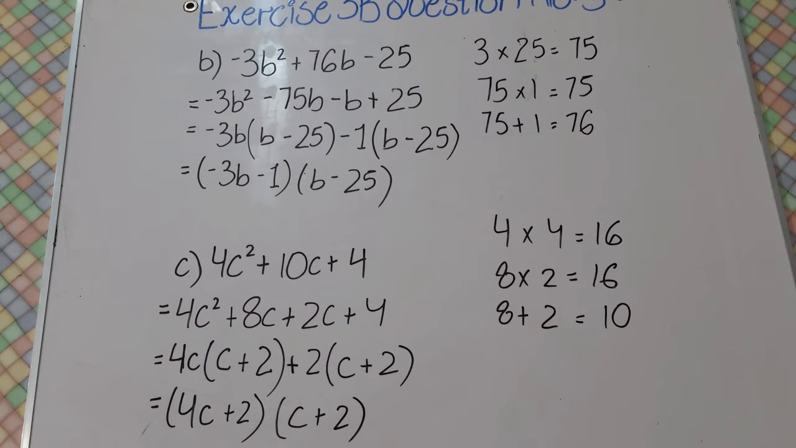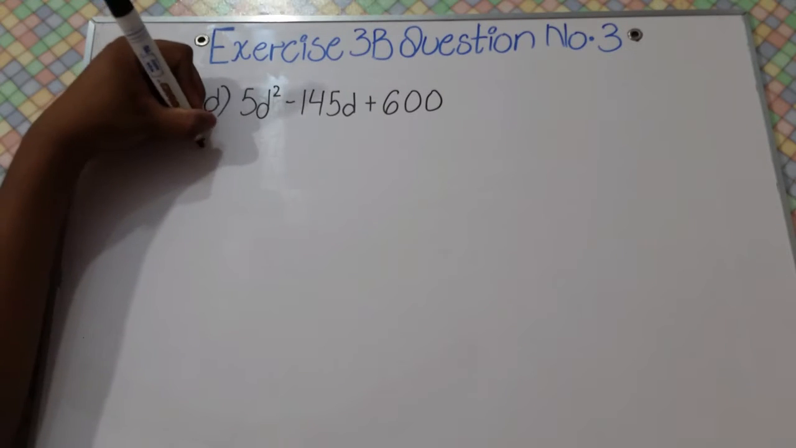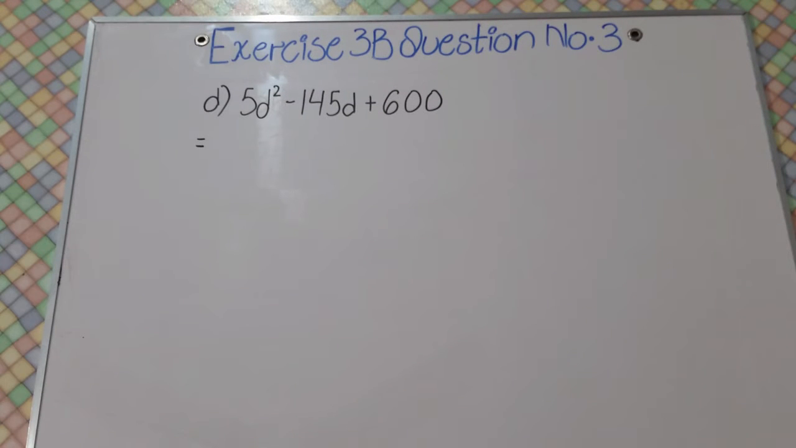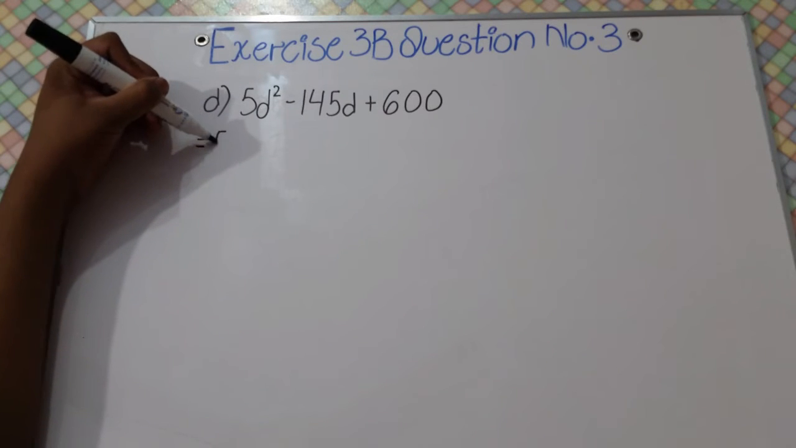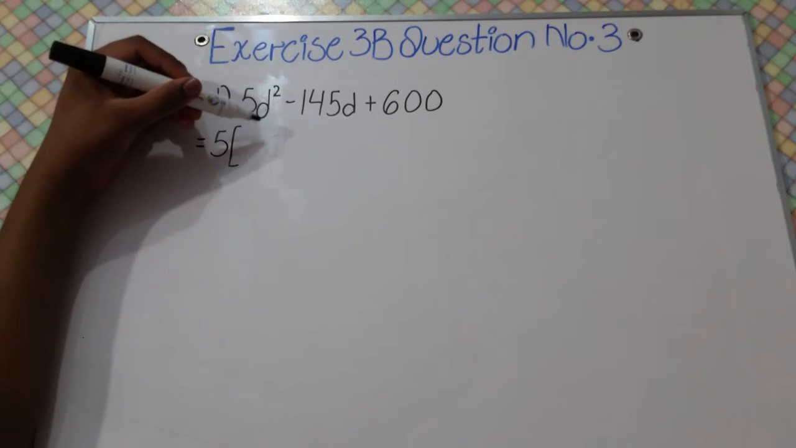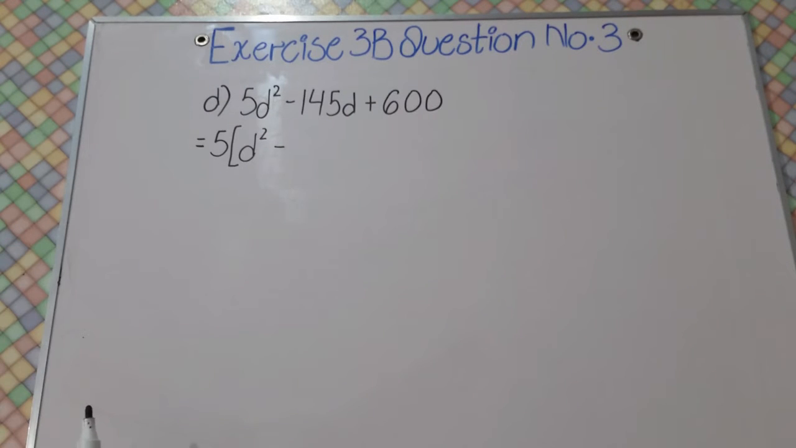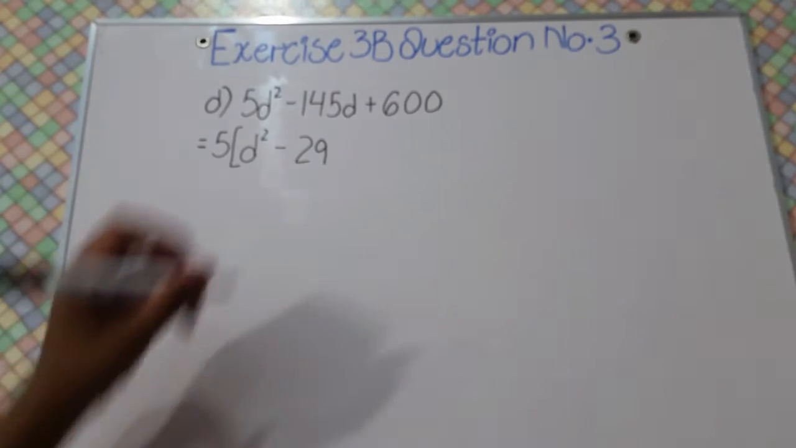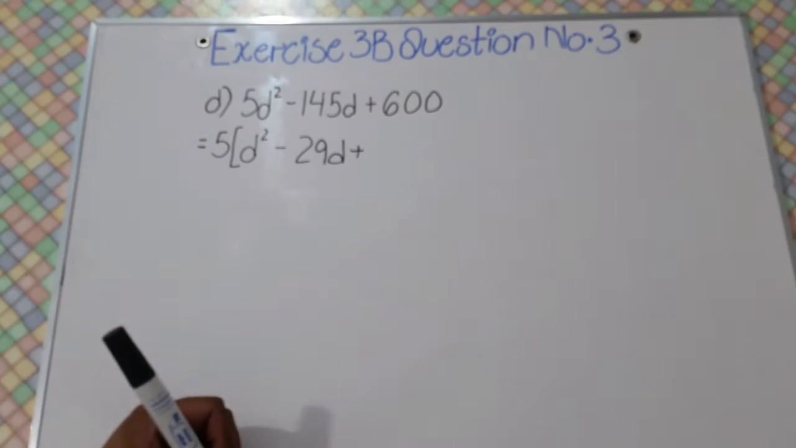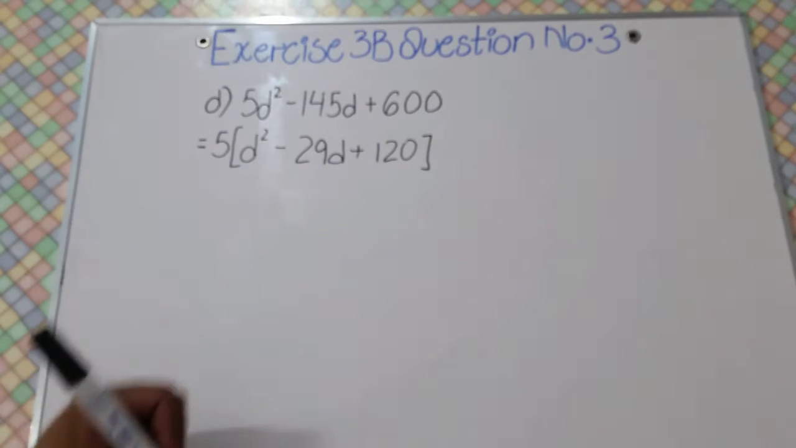So I have solved part B and part C. Now let's move towards part D. So over here I have written part D. First of all, as you all know, they are big numbers, so I'm going to take the common factor. Over here I'm going to take 5 as the common, and then in brackets it would be d square minus, and 5 divided into 145 is 29. This 5 will be divided into all the numbers, okay. So 29d plus, 5 divided into 600 is 120, plus 120 and bracket close.